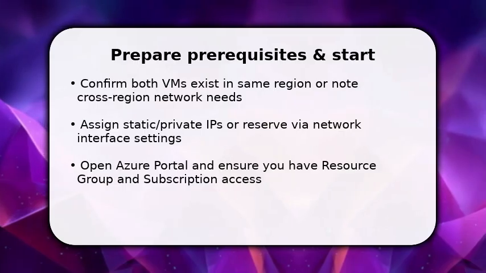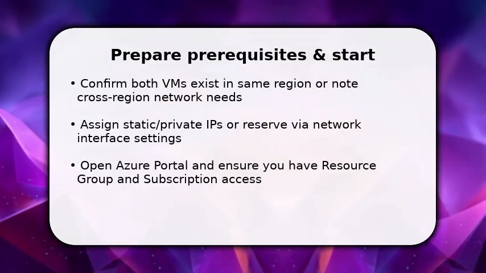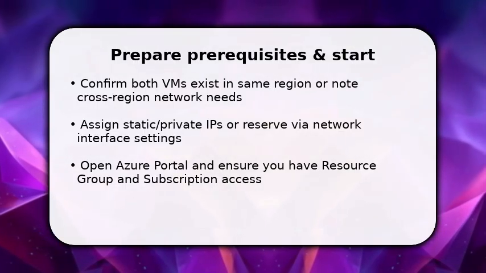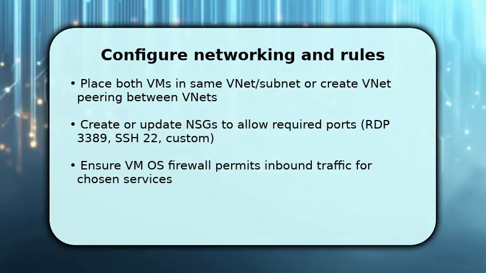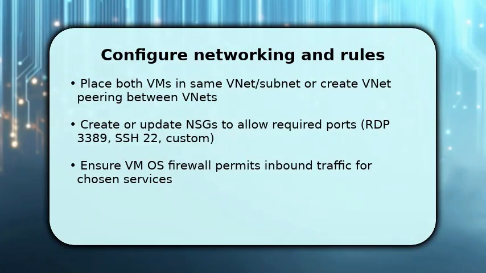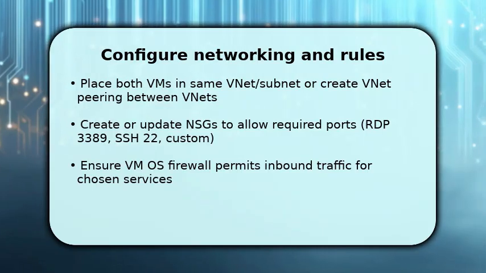Now you configure the network and security rules that enable connectivity. If possible, place both VMs in the same VNet and subnet. If they are in different VNets, create VNet peering and enable forwarded traffic.